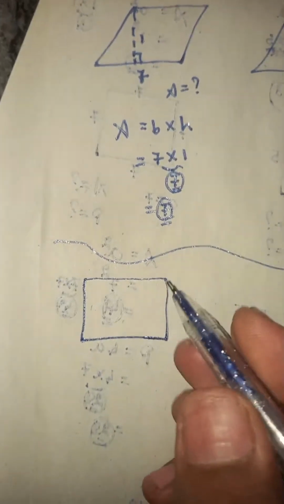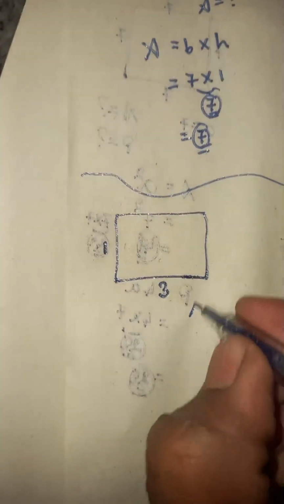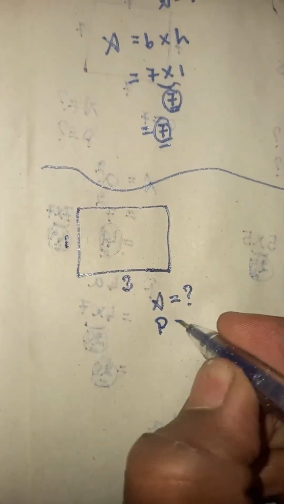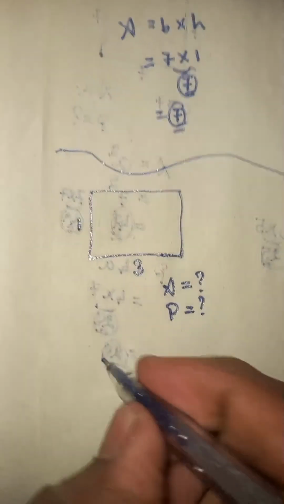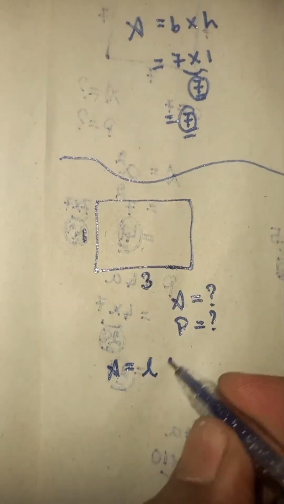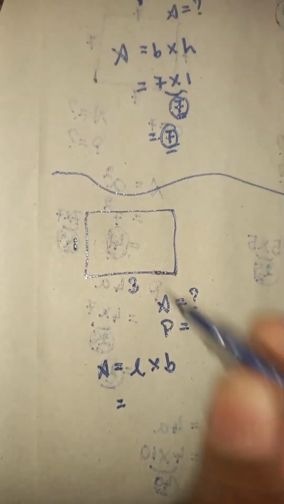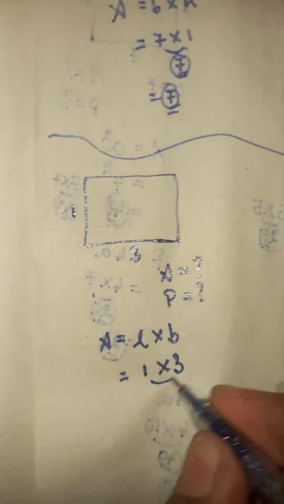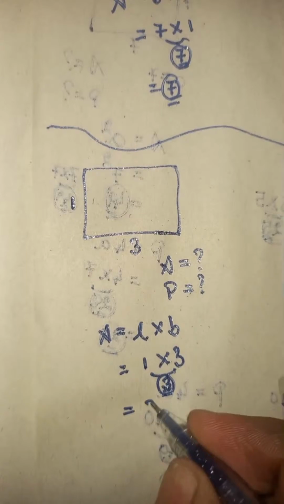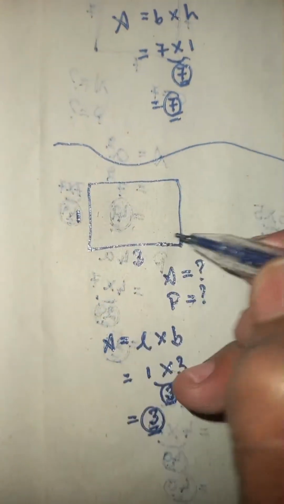Let's take one more rectangle. In this rectangle they have given the length as 1 unit and the breadth as 3 units. You need to find the area and the perimeter. You can find it easily. Area of the rectangle is length times breadth: length is 1 unit and breadth is 3 units. 1 times 3 is 3, so 3 square units is the area of this rectangle.